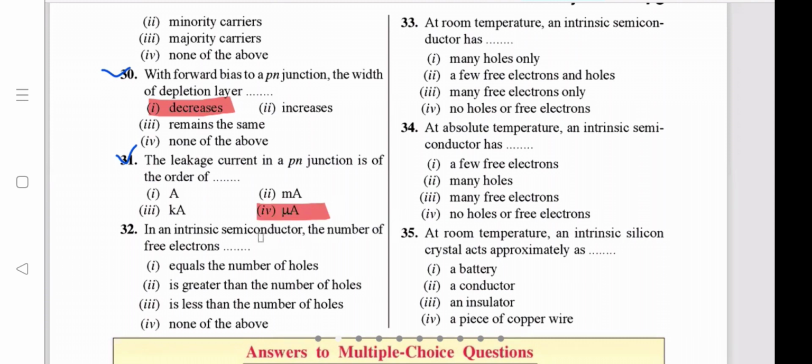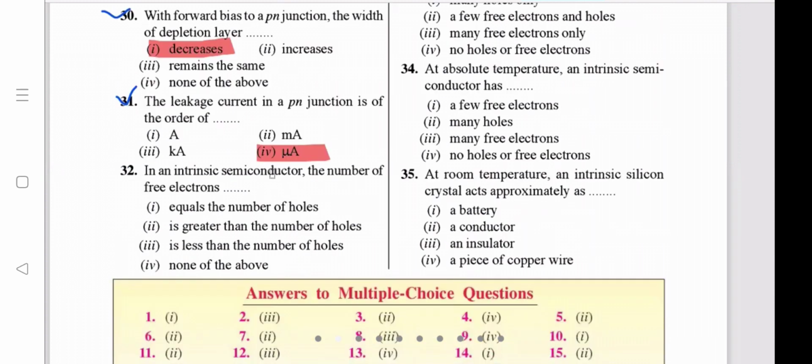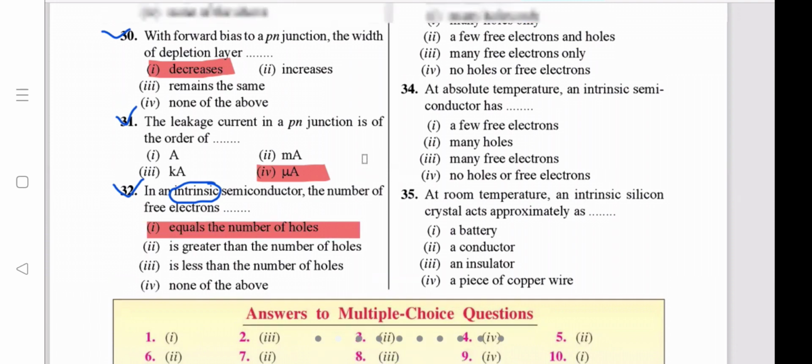In an intrinsic semiconductor, the number of free electrons, we know in intrinsic, N and P are equal. The bonds are broken and due to broken bonds, the carriers are generated in pairs. The number of electrons and the number of holes are the same. So the first answer is correct. Intrinsic means pure. In a pure semiconductor, the number of free electrons equals the number of free holes. Both values are the same.